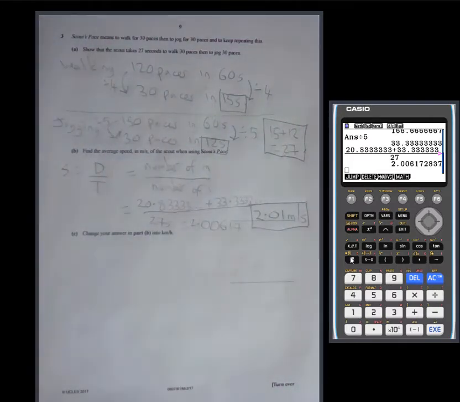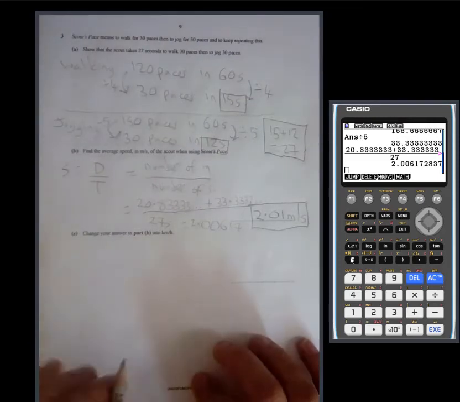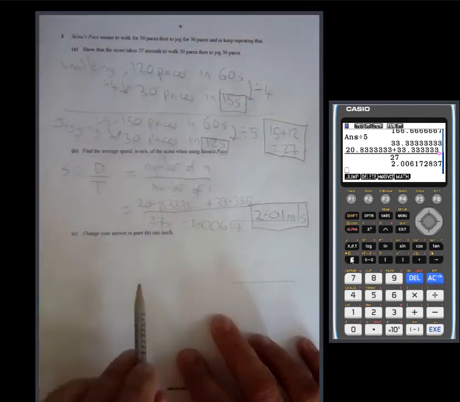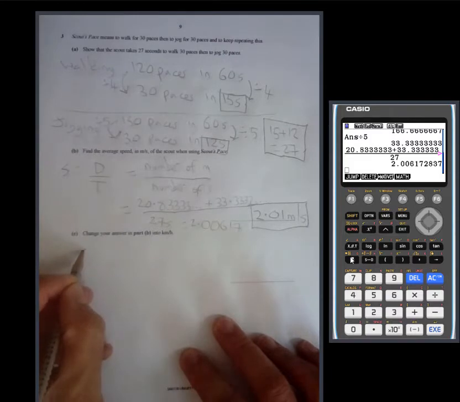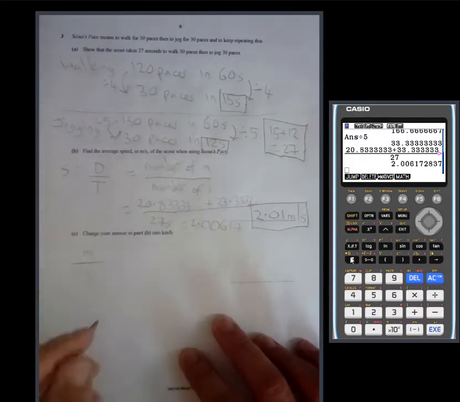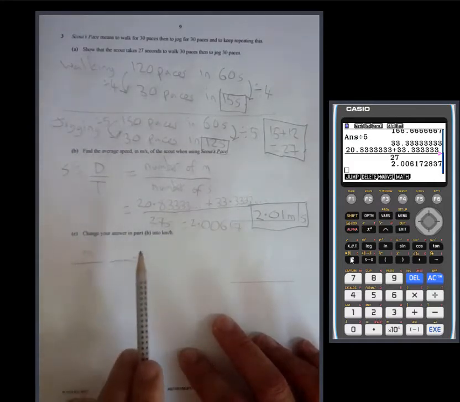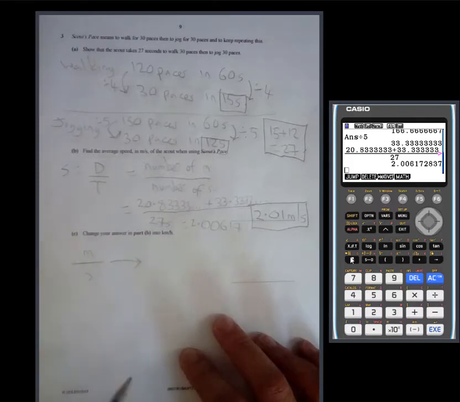Change your answer from part B into kilometers per hour. So right now we haven't been told anything that converts meters per second to kilometers an hour. It is in the main course, but I'll just show you how it happens. If we have a speed in meters per second, we want to turn it into kilometers an hour. So we need to turn the meters into kilometers and the seconds into hours.